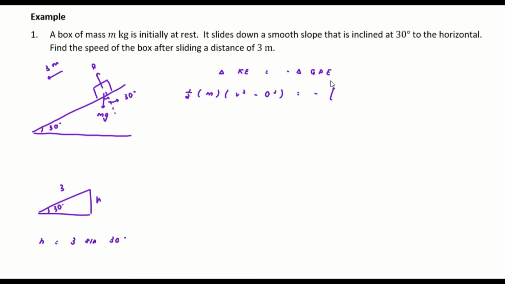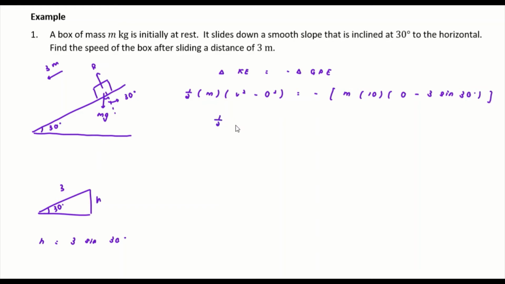So now you try to find out the change in GPE. So the change in GPE here, mgh. So the m here is m, the g is 10. Okay, so what's the initial height here? So the initial height here is h, right? So which means it's like 3 sine 30. Oops, I'm sorry, should be final minus initial, right? My mistake. Okay, final is at the ground, so that's 0, minus the initial height, which is 3 sine 30.